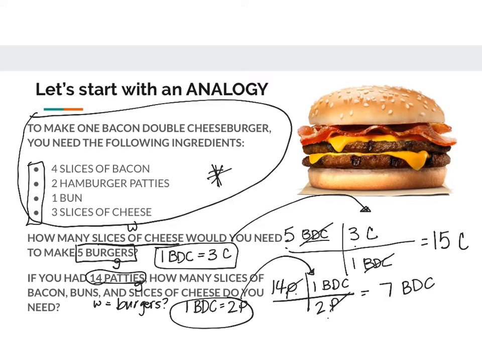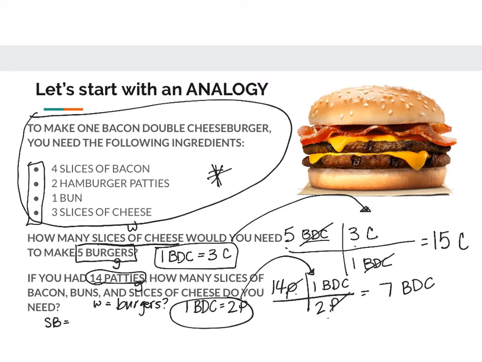Now, I can do dimensional analysis for the slices of bacon, buns, and slices of cheese, but to save time, I am just going to basically multiply all of my ingredients by 7. So with the bacon, so I'll just put slices of bacon.